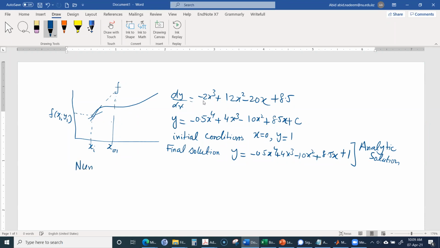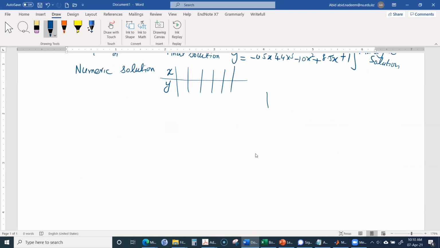Whereas in the numeric solution, you will have a table of values. For example, if we have an x value, correspondingly we will be able to find the y value. In this way we can plot the analytic and numeric solutions. The analytic solution will be a smooth curve, whereas we will get the numeric solutions only at the points. We will find these values.